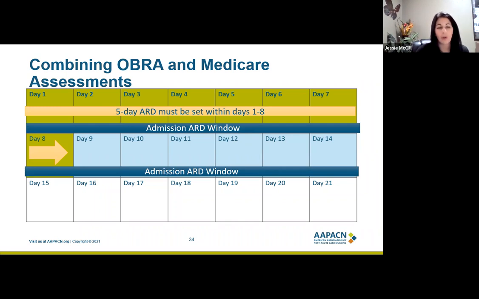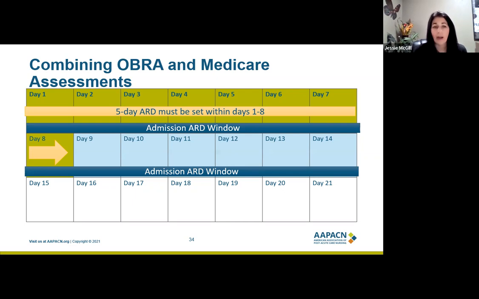So here we have day 1 through 8, which would be the ARD window for a combined admission 5-day. Now, there's another thing to consider when you combine the assessments: you have to be in compliance with all of the rules. So we also have to be in compliance with completion date. When we talk about completion of a standalone 5-day assessment, you have ARD plus 14 calendar days. But when we talk about completion date of your admission assessment, you have to have it completed within 14 calendar days of their entry into the facility.